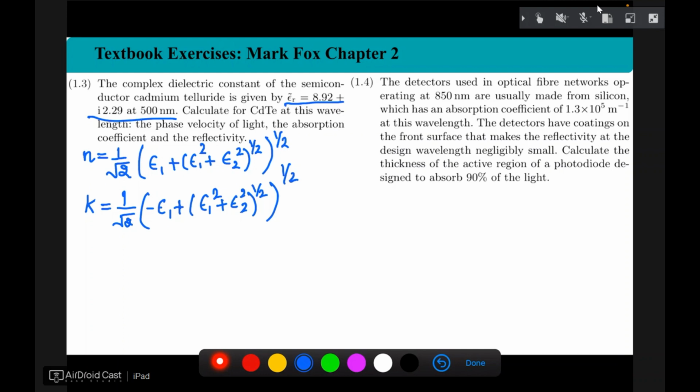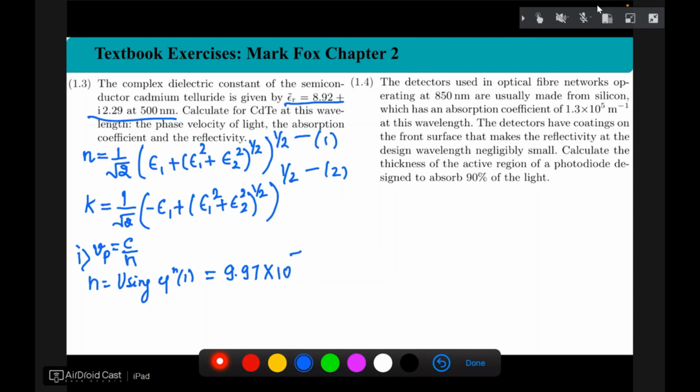So the first part is the phase velocity Vp, that is given by c by n. To find Vp we need n. We can find n using equation 1, and that will give 9.97 into 10 raised to power 7 meter per second, just by using epsilon 1 equals 8.92 and epsilon 2 equals 2.29.